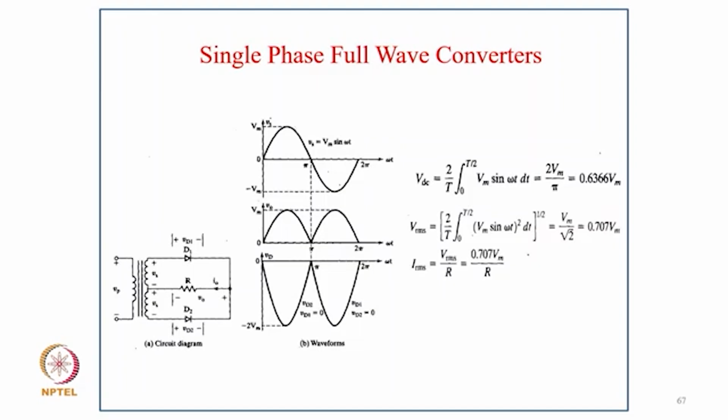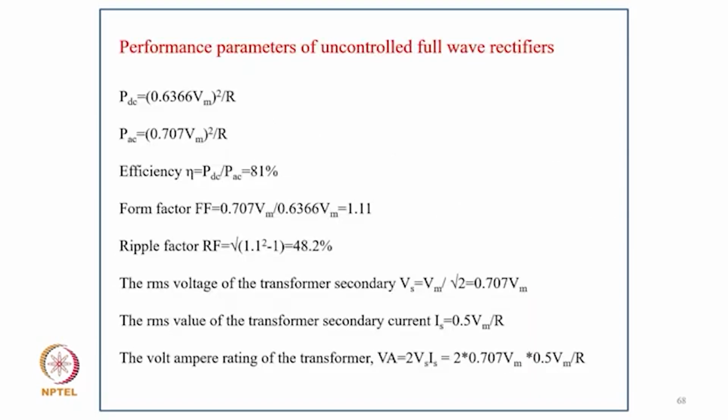So VDC equal to 1 upon T, integral from 0 to T by 2 of Vm sin omega t, that comes to 2 Vm upon pi, or 0.6366 Vm, and Vrms equal to root of 2 upon T, integral from 0 to T by 2 of (Vm sin omega t) square dt, and that becomes Vm upon root 2, that is 0.707 Vm, and IRMS is Vrms upon R, that is 0.707 Vm upon R.